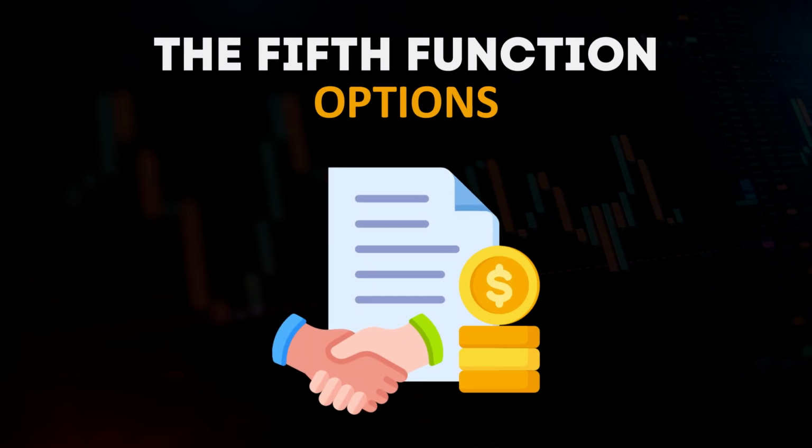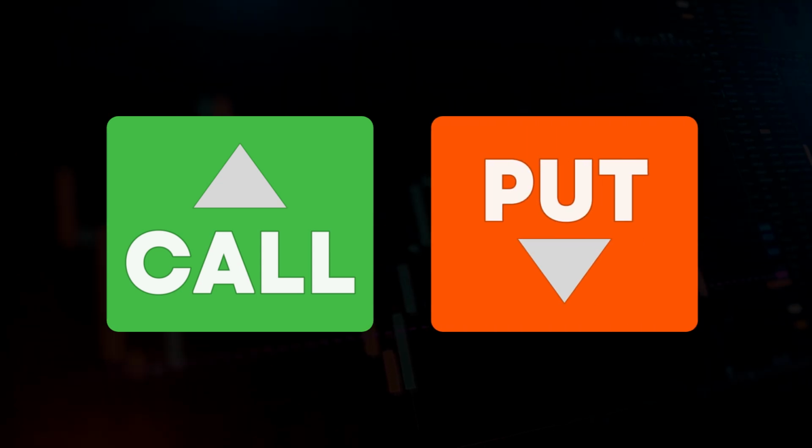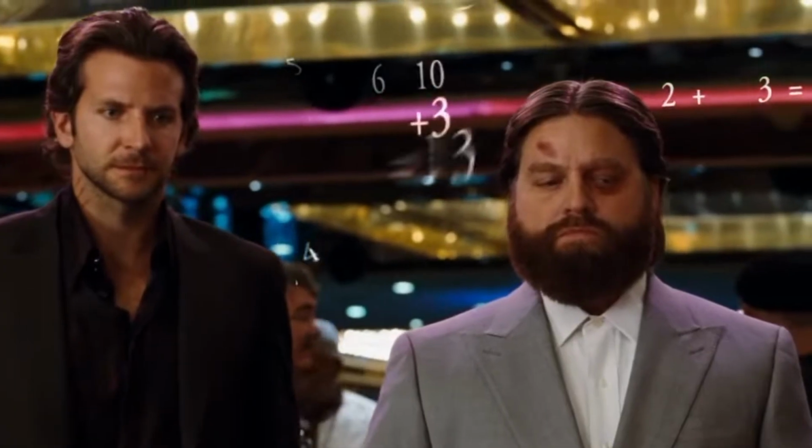The fifth function is Options. Options are contracts where you bet on whether the price of a cryptocurrency will rise or fall by a specific time. You don't buy the crypto itself, you merely predict its movement. If you predict correctly, you earn a profit. If not, you only lose the amount you invested.